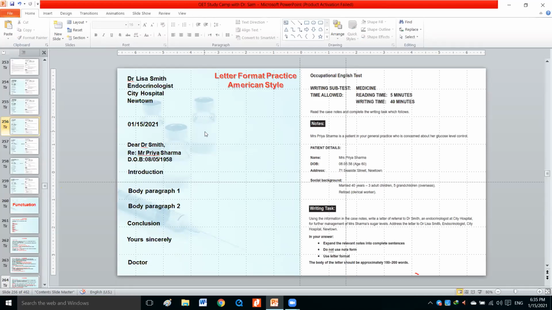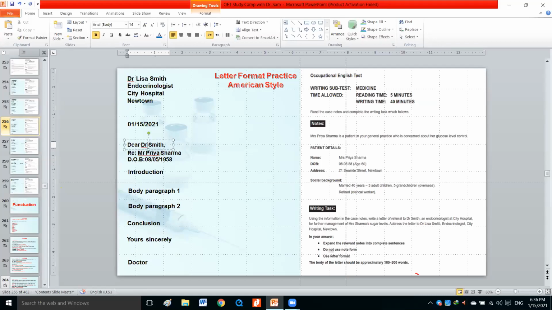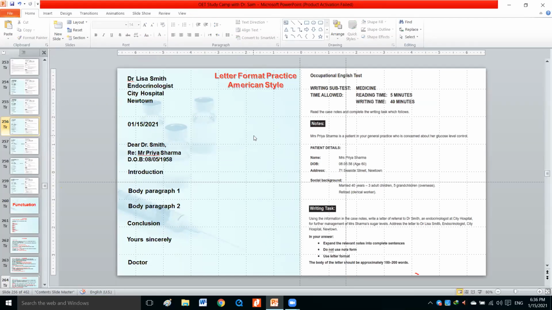Then here, as you told us, Dear Dr. Smith. We write only the family name, Smith, without Lisa. We have to put a full stop after Dr, between Dr and Smith, because in American style titles come with periods. About the comma after Smith, we will write it later.